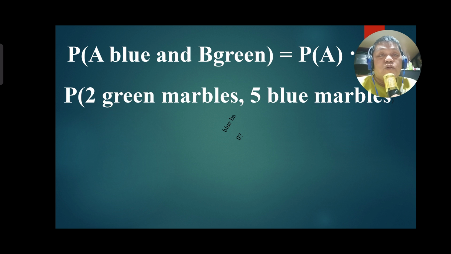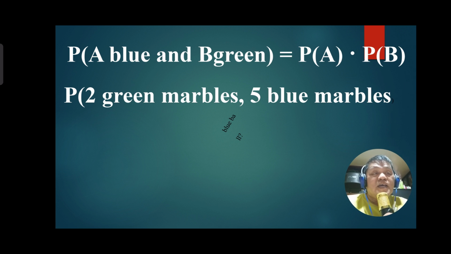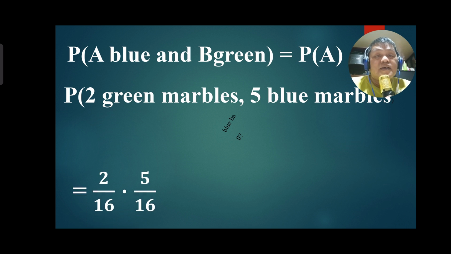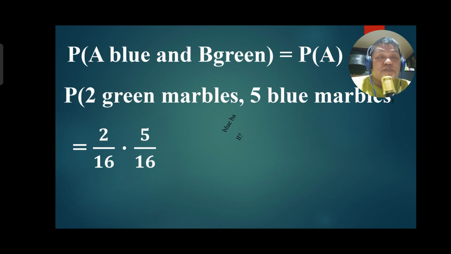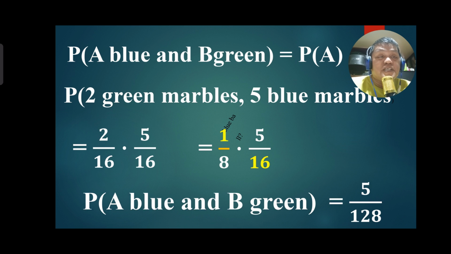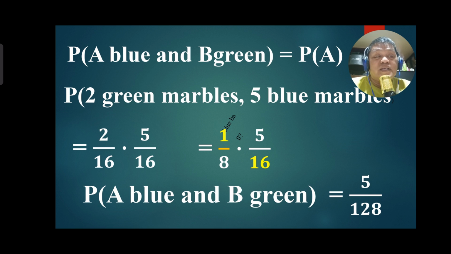So we have now the probability of a green marble and a blue marble. So we have the probability of event A times the probability of event B. So we have 2 green marbles and 5 blue marbles. So we have now 2 over 16 times 5 over 16 is equal to 1 over 8 times 5 over 16 is equal to 5 over 128. So the probability of getting a green and a blue is equal to 5 over 128.